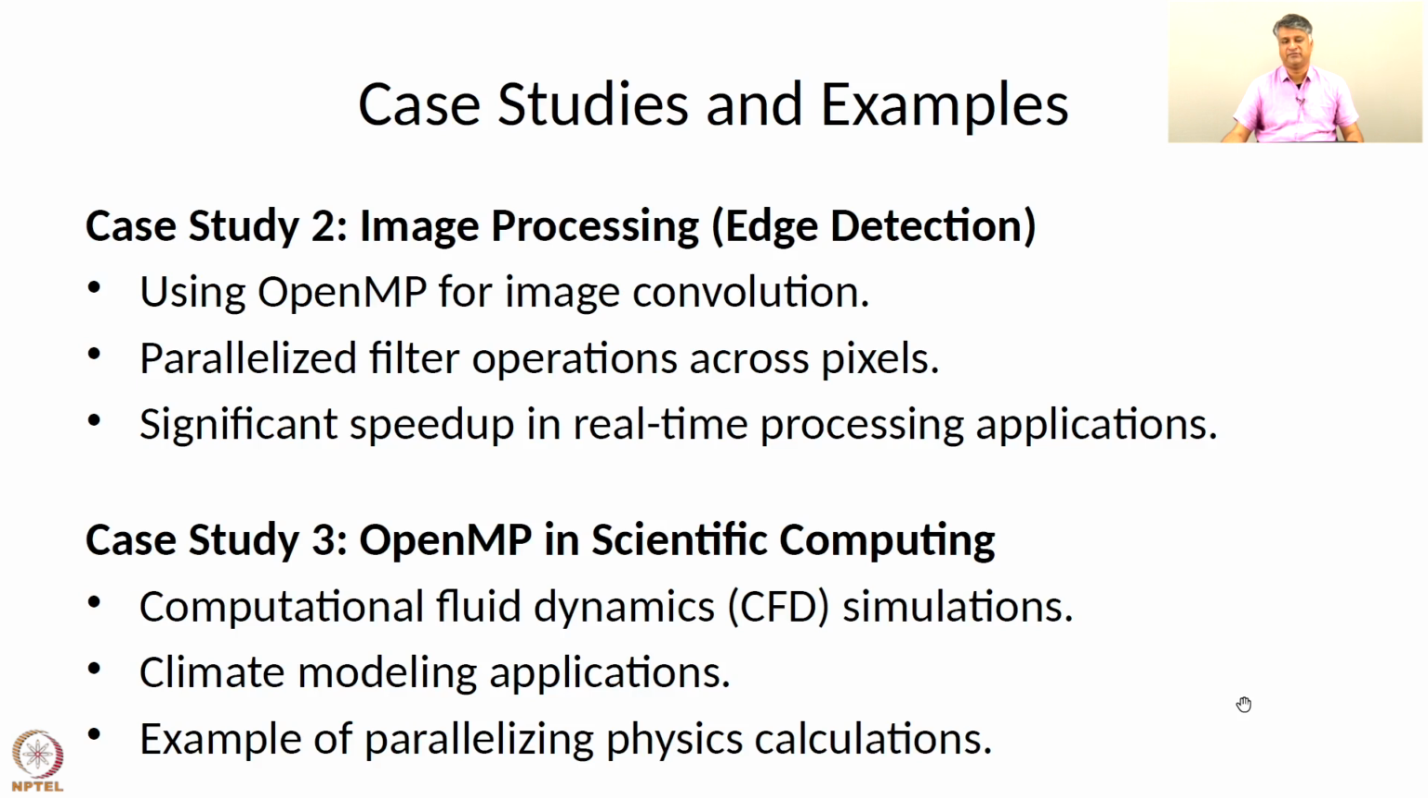The other case study that we talked about was image processing for doing image convolution, where we looked at parallelized filter operations across pixels, for example, edge detection, blurring, and so on and so forth. And this gives a significant speedup because this is almost an embarrassingly parallel problem. We also looked at OpenMP in scientific computing, where we looked at computational fluid dynamics problems, especially the problem of solving Laplace's equation. And that's the basic building block for doing climate modeling applications and parallelizing physics calculations.